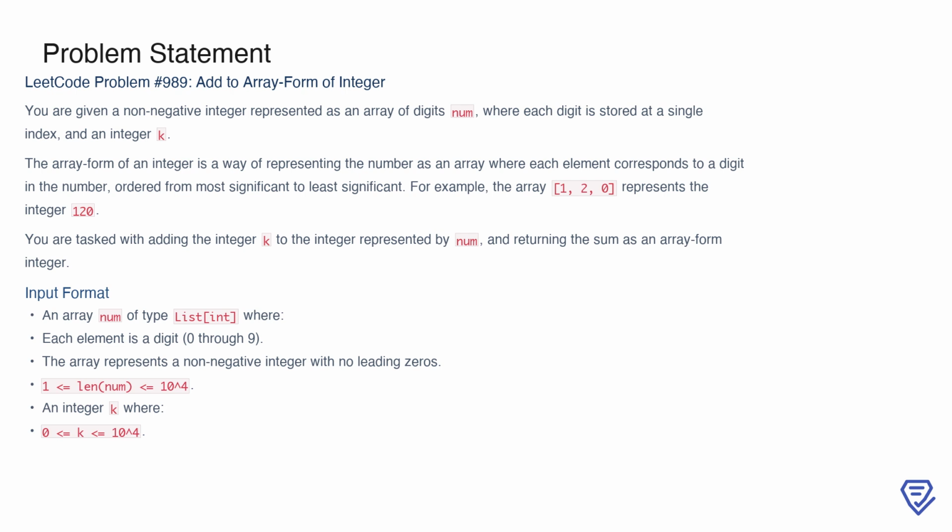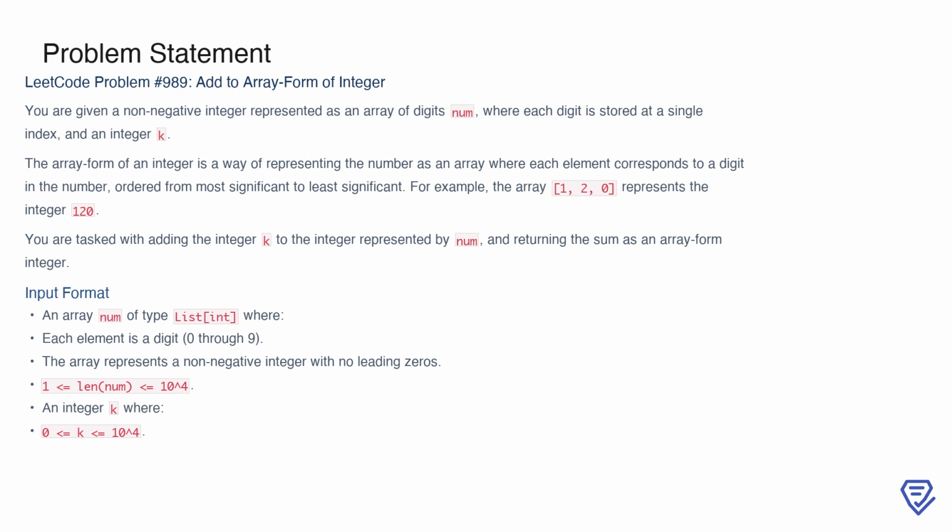In this problem, we are given a non-negative integer represented as an array of digits called number, and an additional integer k. The array form of an integer means that each digit of the number is stored as an individual element in the array, listed in order from the most significant to the least significant digit. For example, the array 1, 2, 0 corresponds to the number 120. Our goal is to add the integer k to the number represented by the array number and return the result in the same array form structure.